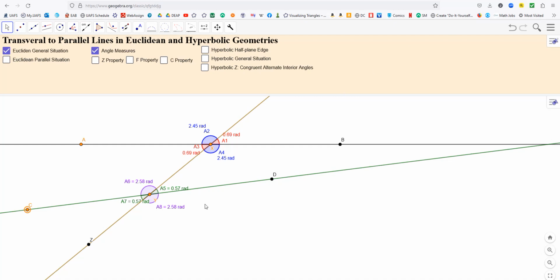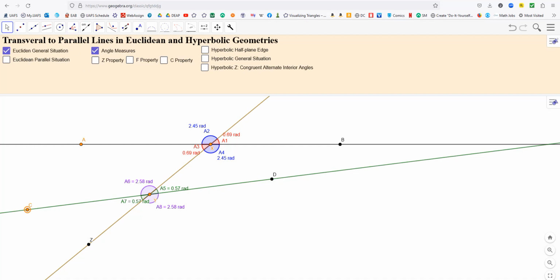And then finally, we can talk about corresponding angles. So if you take this point X, if you go upper right, then you're looking at the angle 1. And if you look at point Y, the upper right is angle 5. So angle 1 and angle 5 are corresponding angles. Similarly, angle 2 and 6 are corresponding angles. Angle 3 and 7 are corresponding angles. And angle 4 and angle 8 are corresponding angles.